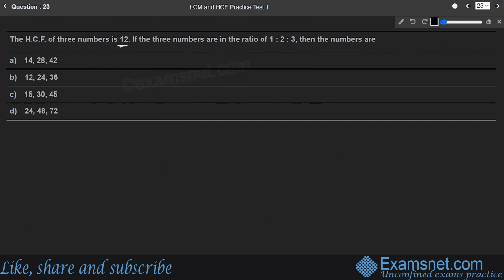Okay. HCF of three numbers is 12. If three numbers are in the ratio 1:2:3, then the numbers are? Okay. So let us assume the numbers first. Let the numbers be X, 2X, and 3X, as they are in the ratio 1:2:3. So we have assumed them to be X, 2X and 3X.